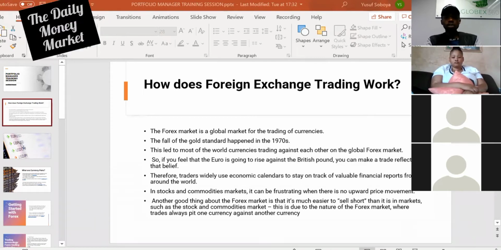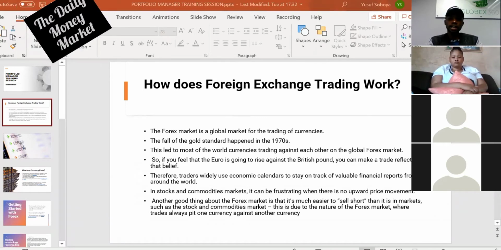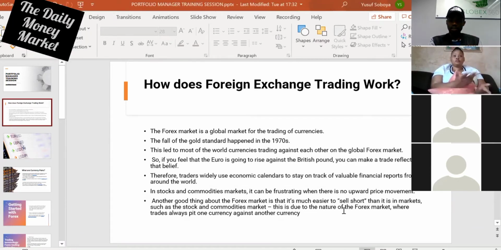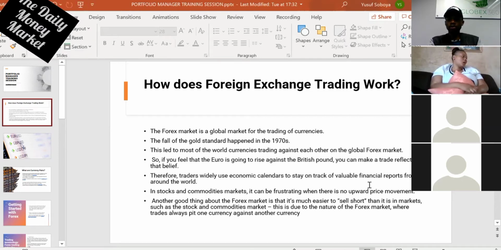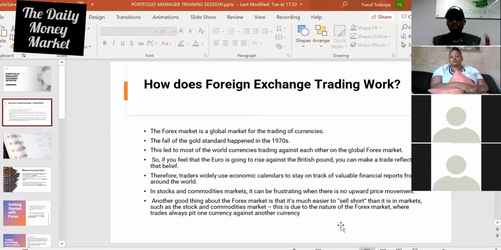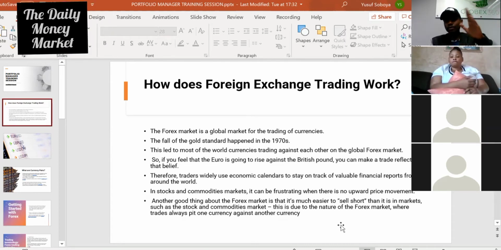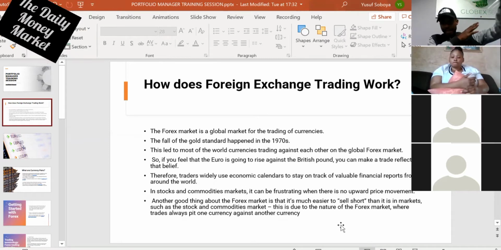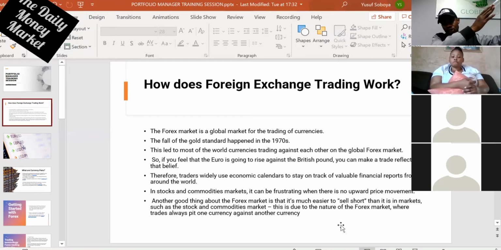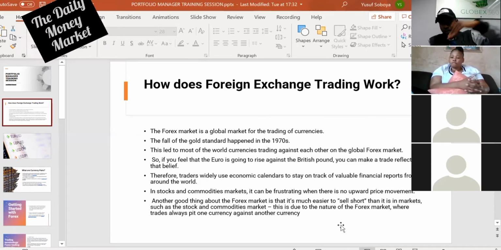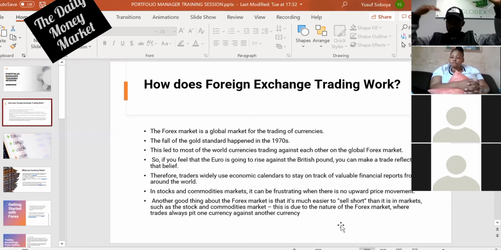Another good thing about the forex market is that it is much easier to sell, or to short, the product. It's not something difficult to do. It's very easy with your phone or your computer. You click sell, as long as you understand that this instrument is going down. If it's going up, let me click a buy. Everything that goes up is a buy, called bullish. Everything that goes down is a sell, called bearish. You are selling it, so you are bearish.